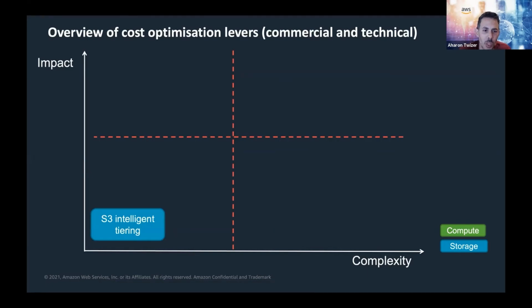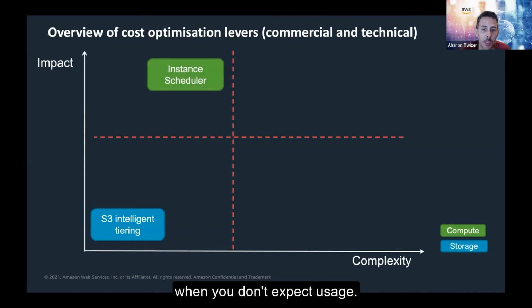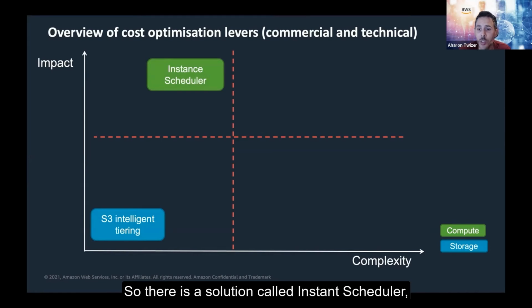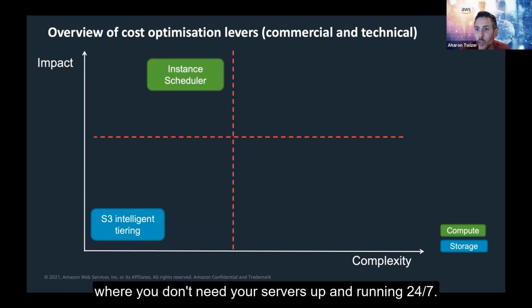savings. On to compute. Instance scheduling is where we turn off your resources when you don't expect usage. Usually that's after office hours. There's a solution called Instance Scheduler in the AWS Solutions Library. You would usually use this solution for your dev and QA environments, where you don't need your servers up and running 24/7.